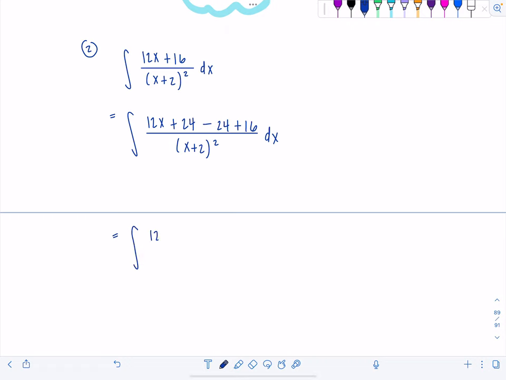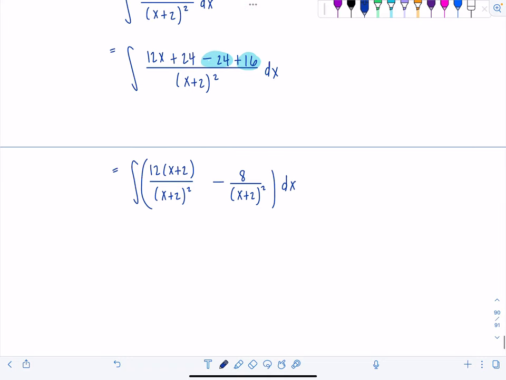So we have 12 times (x + 2)/(x + 2)² minus... why do I say minus? Because -24 + 16 is going to give me a -8 over (x + 2)² dx. This is just another way to evaluate this without doing partial fractions, okay? That's all. Then this x + 2 cancels, all right?